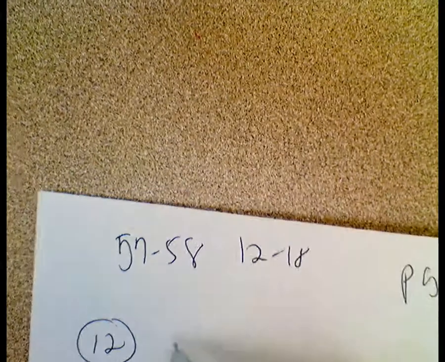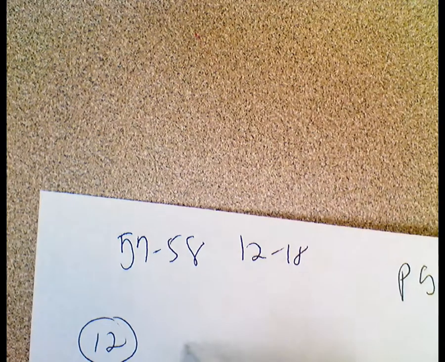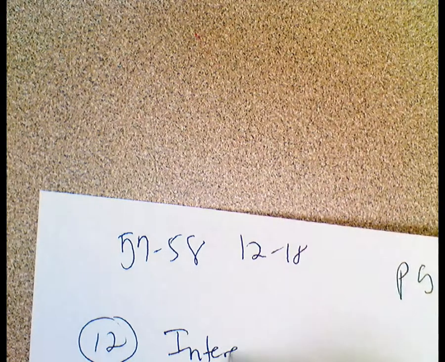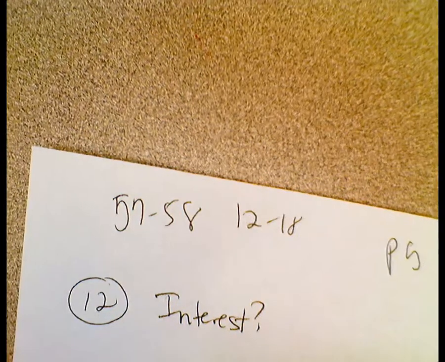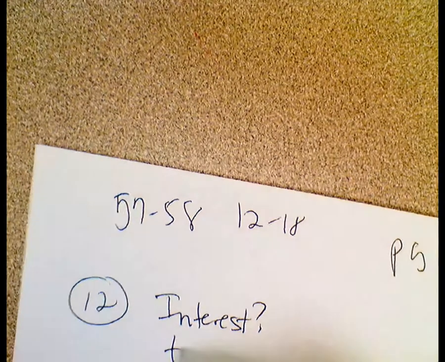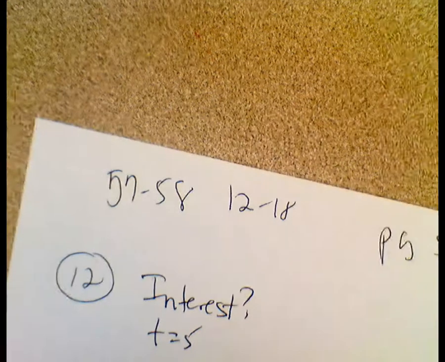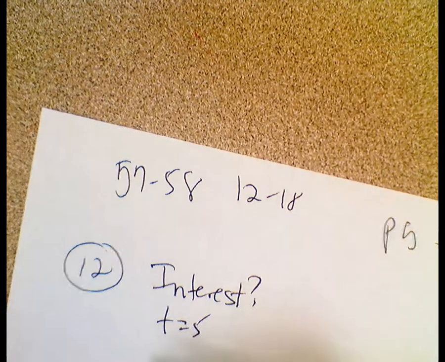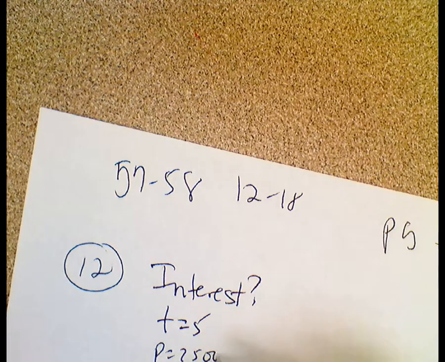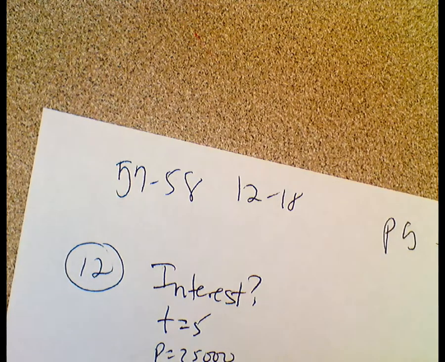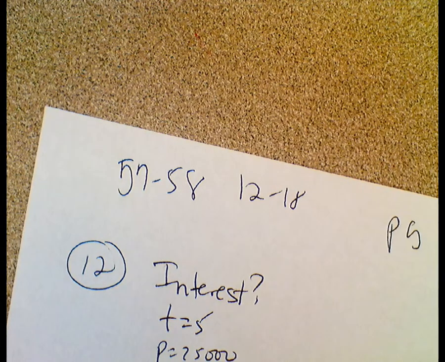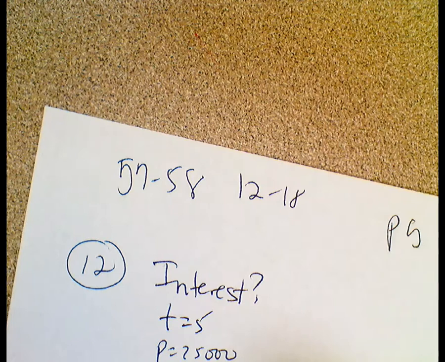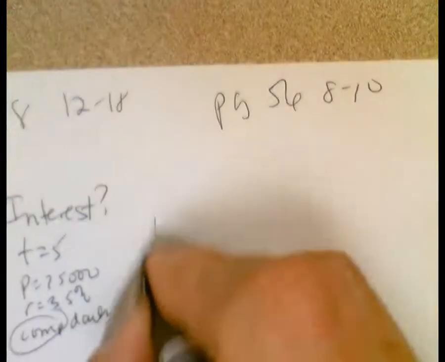It says, determine the interest. Okay, first of all, interest is a different kind of question. They don't want the final amount in it. They want the actual interest earned after 5 years, so T is 5. That had an initial investment of $25,000 at a 3.5% interest, compounded daily. Because of the word compounded, we are using this formula.